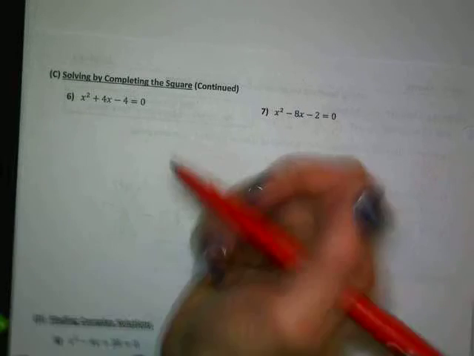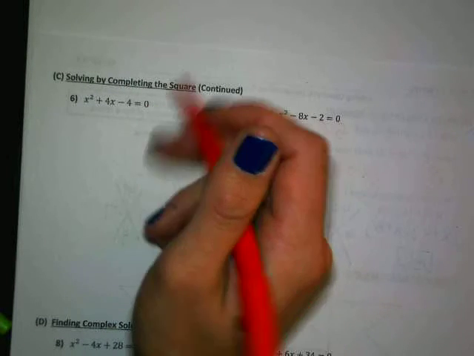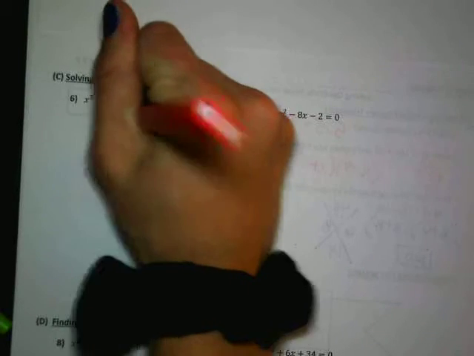Alright. Number 6. What is the first thing I'm going to do? Rewrite so all X terms are on one side. So the X terms are over here, and I'm going to do that by adding 4.